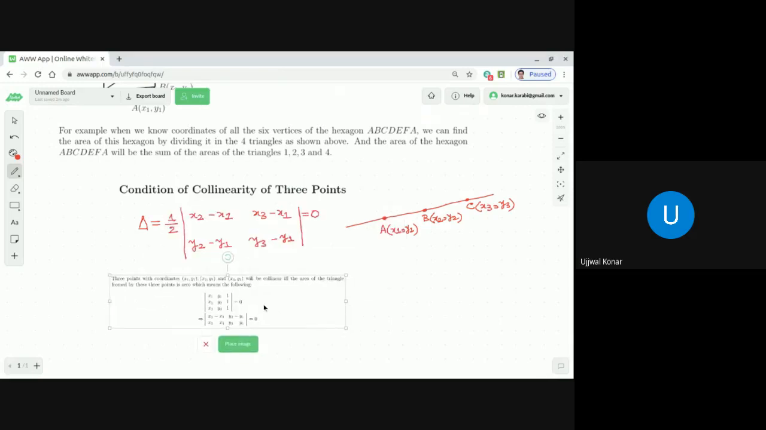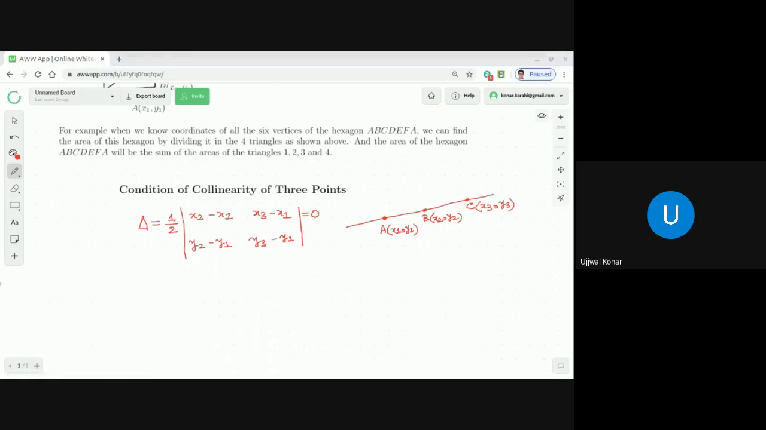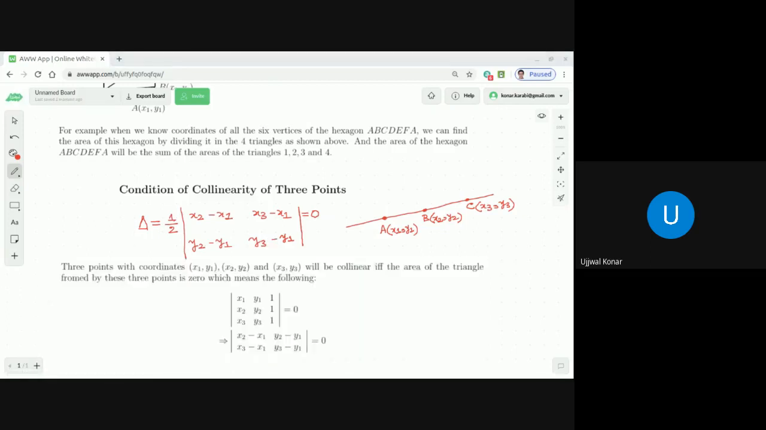And I'm now moving to a new discussion, and that is a very interesting topic. I hope you will enjoy it and you will like it, and that is called the reflection of a point with respect to a straight line.